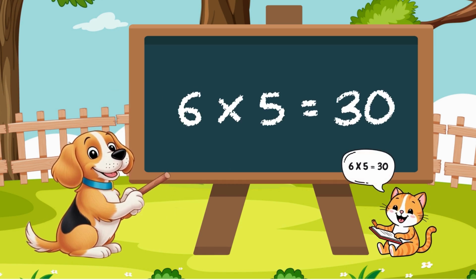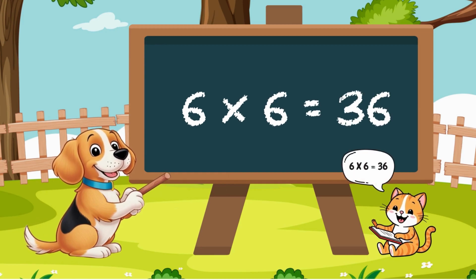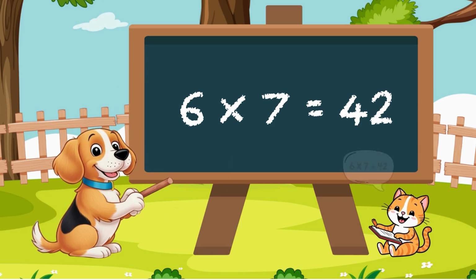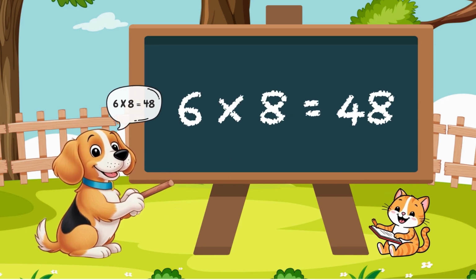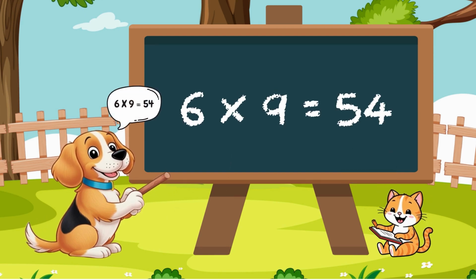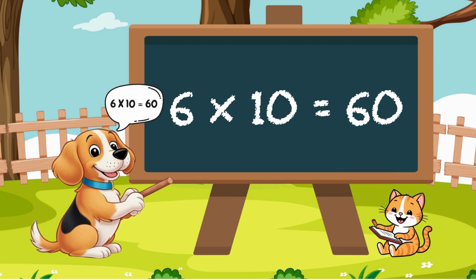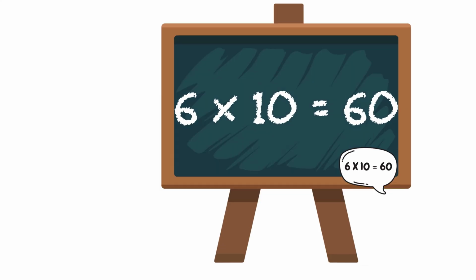Six sixes are 36. Six sevens are 42. Six eights are 48. Six nines are 54. Six tens are 60.